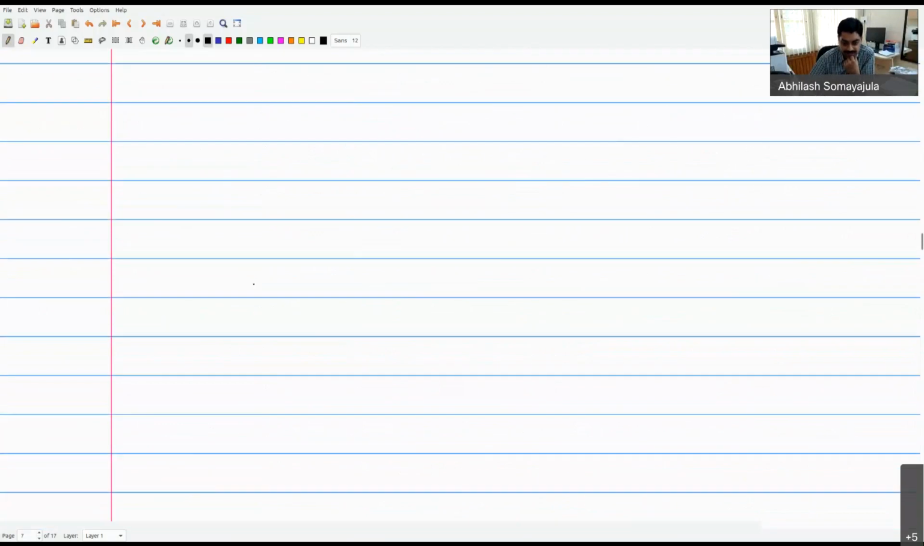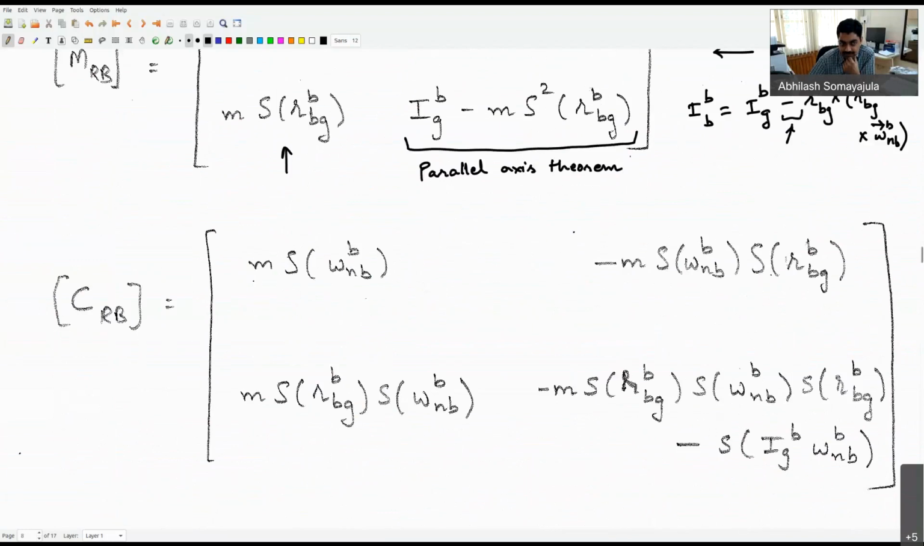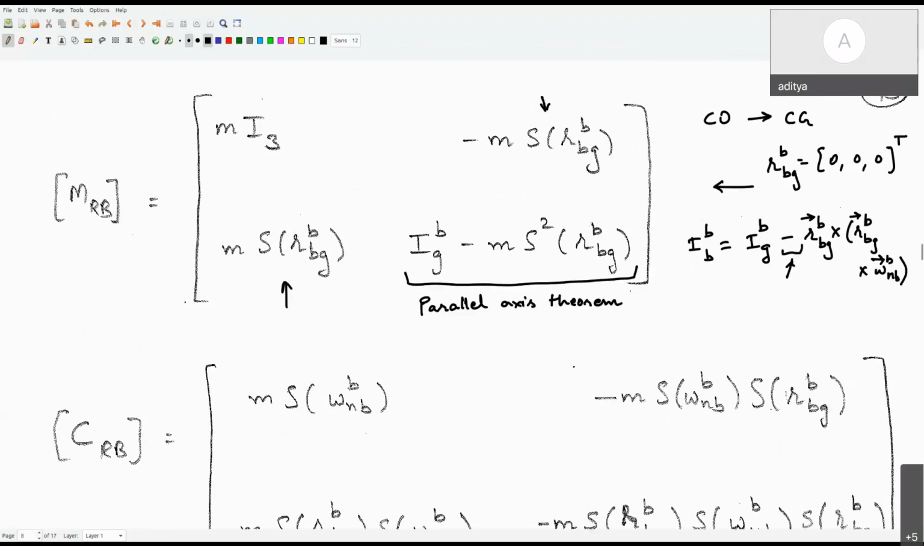Okay, fantastic. So let's come back here. Then we have, in this MRB matrix, this IGB, so this is the moment of inertia matrix about an axis passing through G, correct. And that B, it is a matrix, right? So IBB also will be a matrix. This will be the inertia of the body about an axis passing through B.